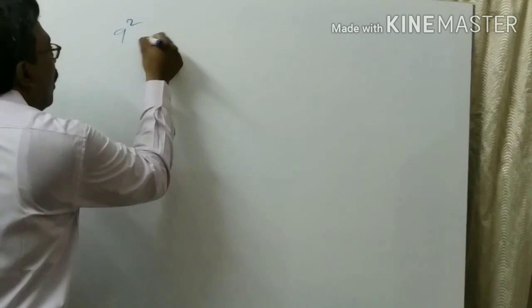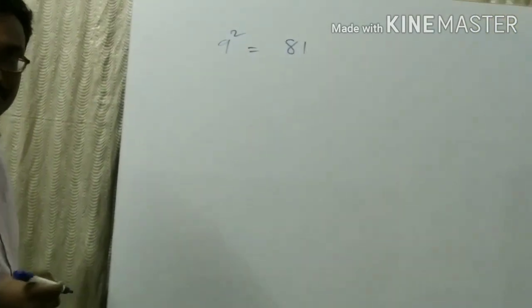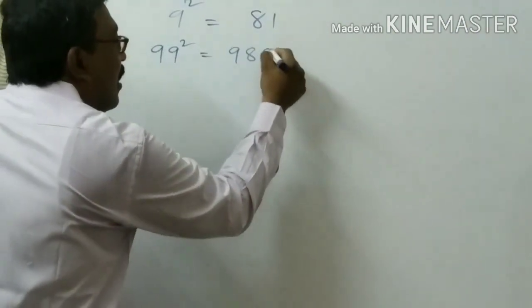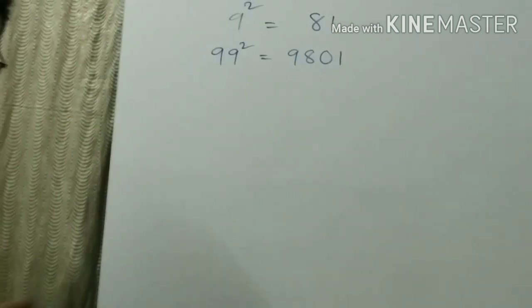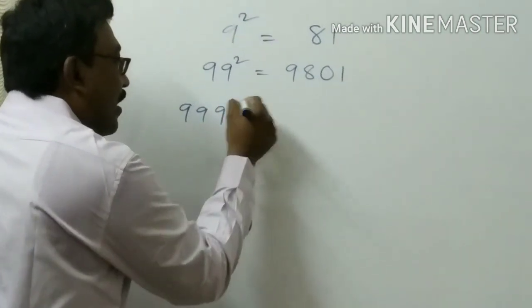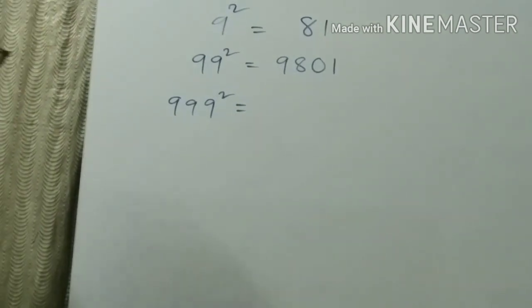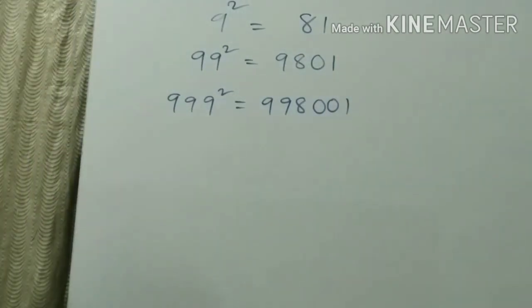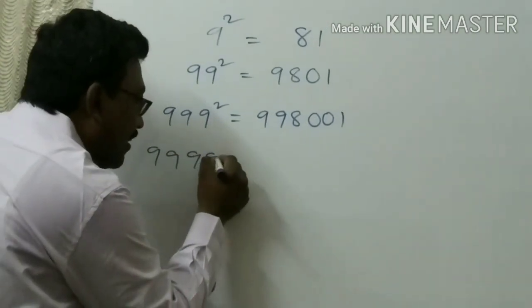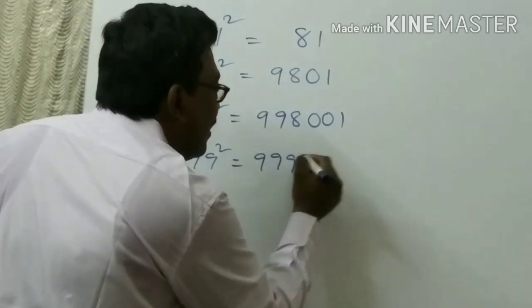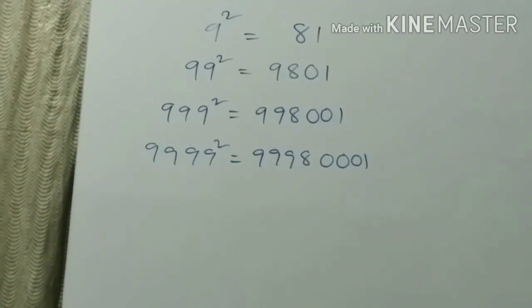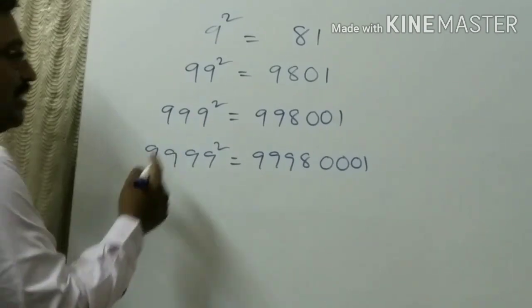Now one more interesting pattern for you all. 9 square, 81. Suppose 99 square, 9801. Suppose 999 square. What is that? 999 square is 998001. Suppose if 4 nines are there, 99980001. If you want, you can check in our calculator also. You will get the same answer.